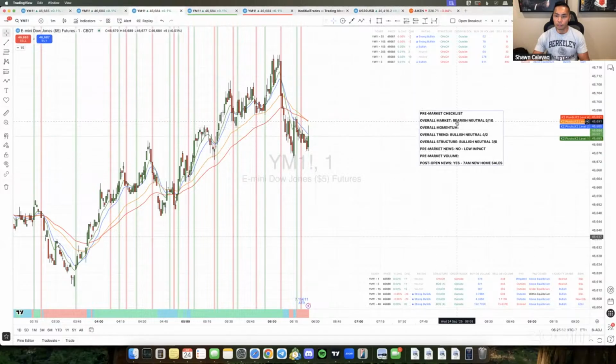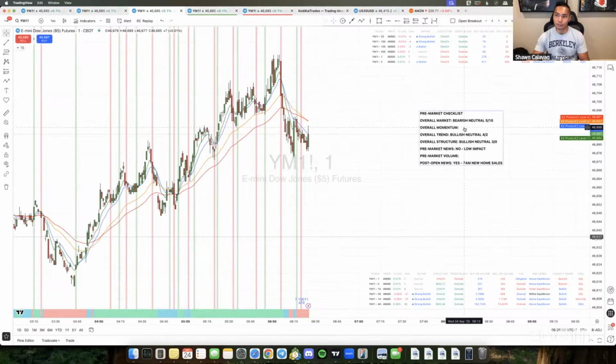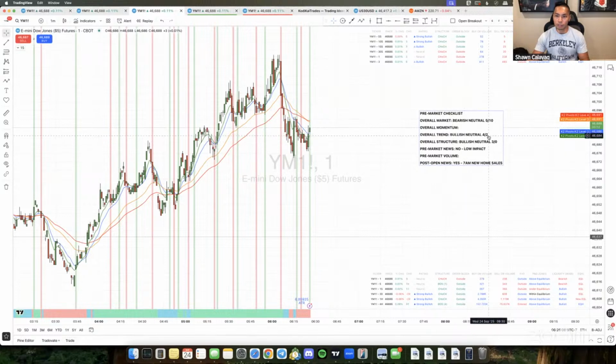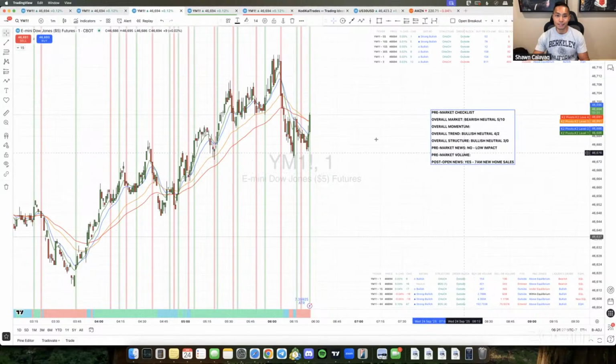Our overall market is bearish neutral. It's 5 out of 10. Basically, neutral, slightly bearish with medium conviction. Overall momentum over here, we'll have this at about 6:29, in about 2 minutes. Overall trend is bullish neutral. It's 4 bullish, 2 bearish, mostly neutral. Overall structure is bullish neutral right here. You can see there are 3 bullish time frames. The rest is neutral. Looking at pre-market news, there's no pre-market news, just low impact stuff that came up. Pre-market volume we'll have closer to 6:29. And post-open news, we have new home sales at 7 o'clock.